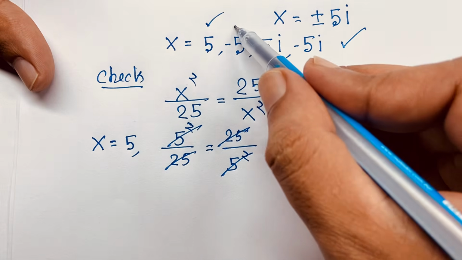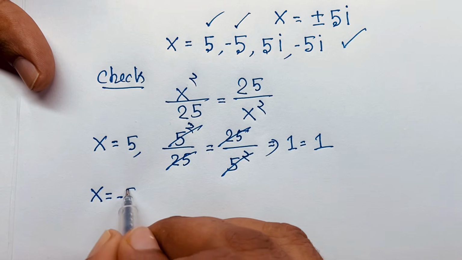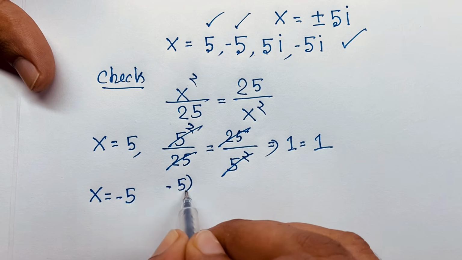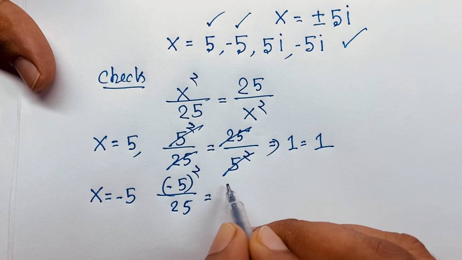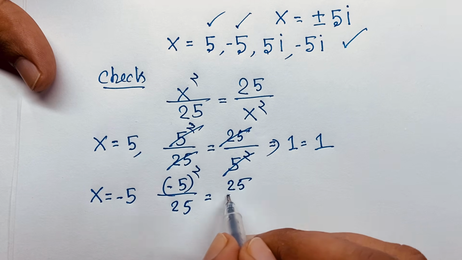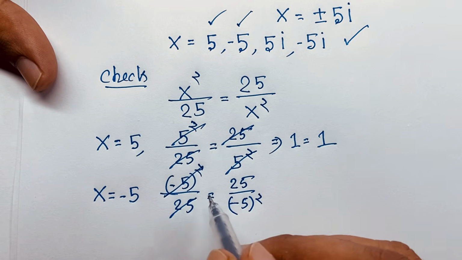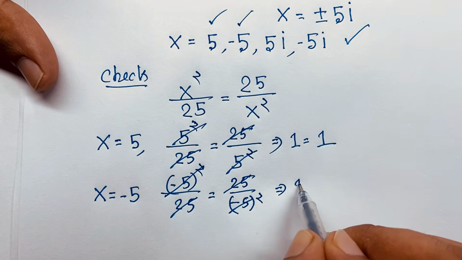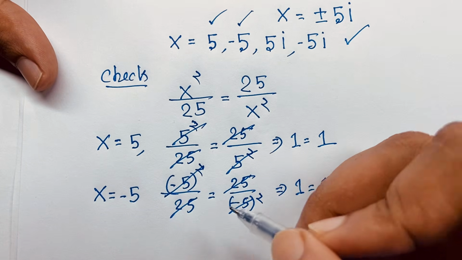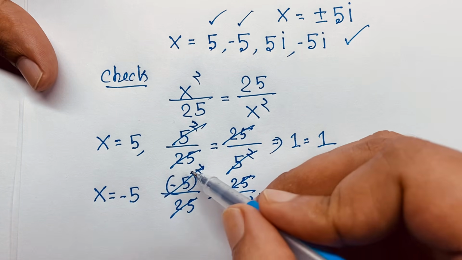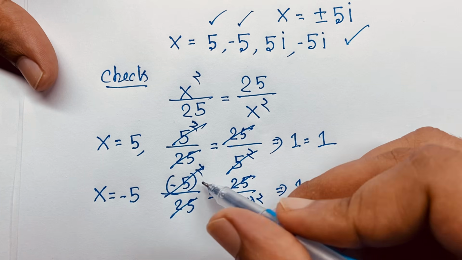But if you take x is equal to minus 5, x is equal to negative 5. So negative 5, bracket power 2, over 25 is equal to 25 over negative 5, bracket power 2. It is also the same case, this cancels, which is 1 is equal to 1. Because minus something to an even power is always positive. So this is 25, this is 25, cancel, 1 is equal to 1.